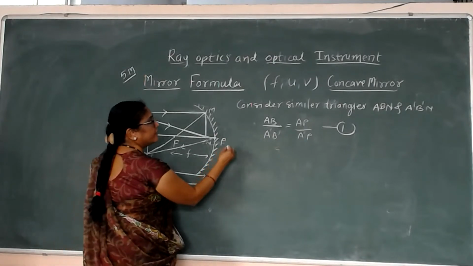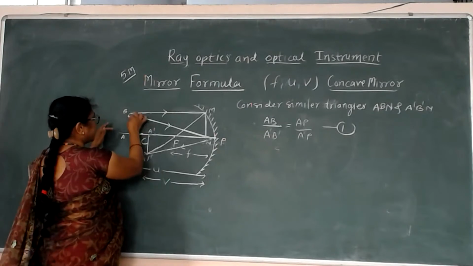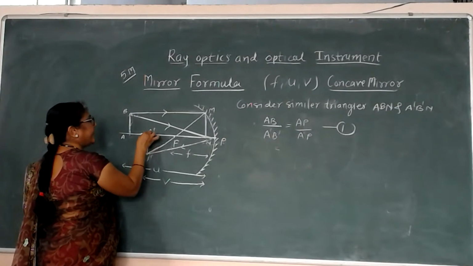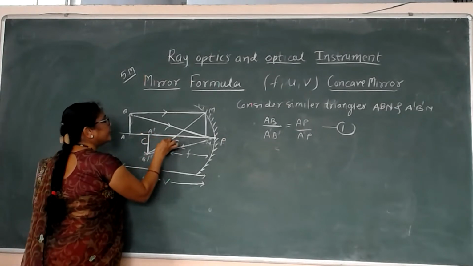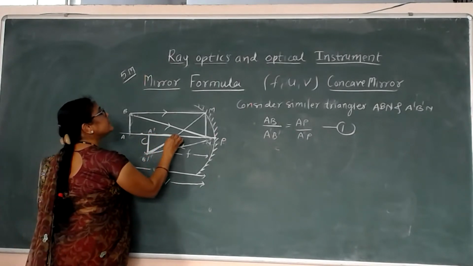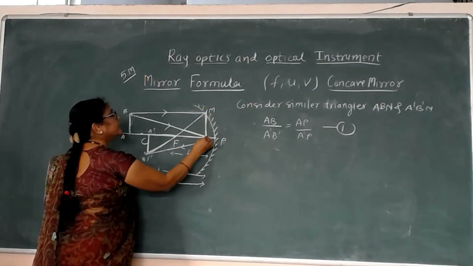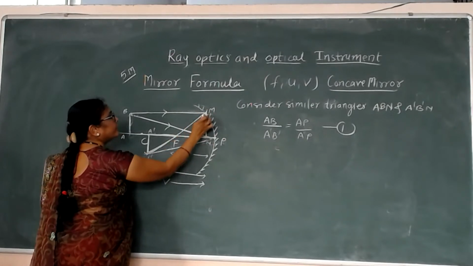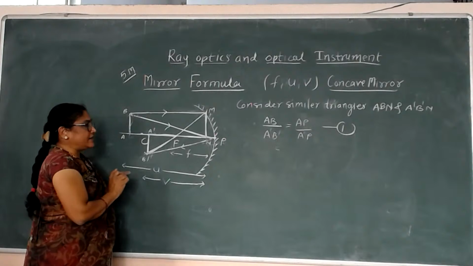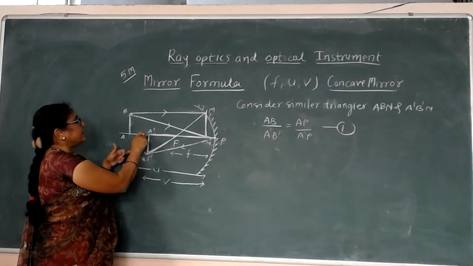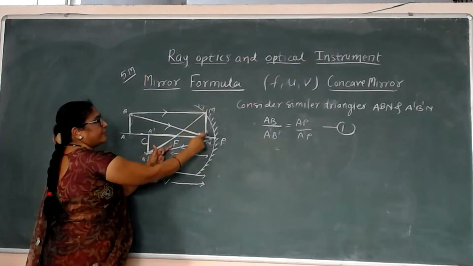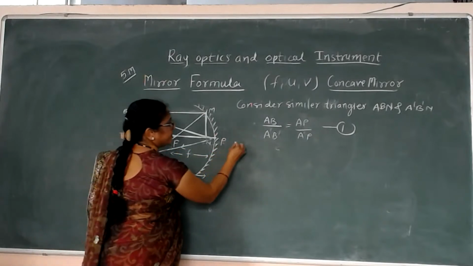Then again compare the similar sides. First we considered these two triangles. Then we compare another two triangles, that is A dash B dash F and the other triangle FNM. Take these other two similar triangles: the first triangle is A dash B dash F and the similar triangle is FNM. Consider the other two similar triangles.